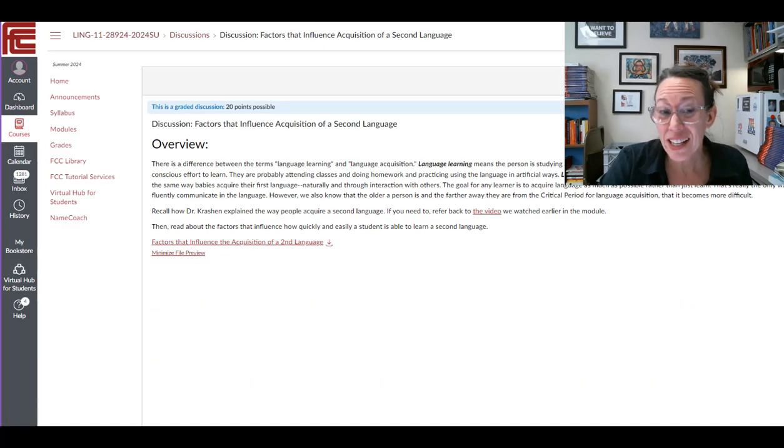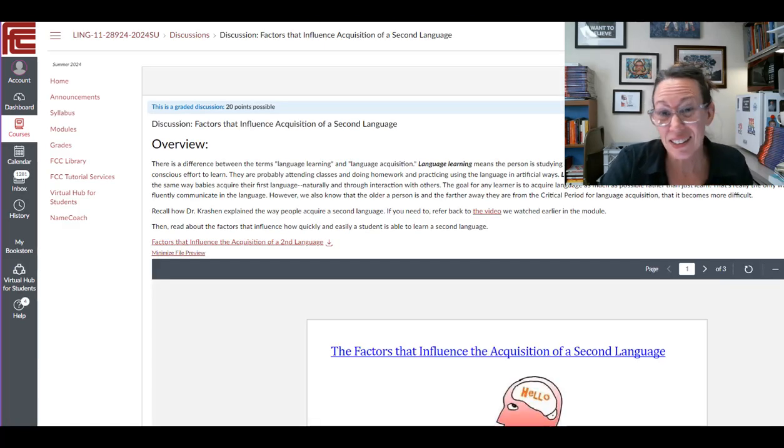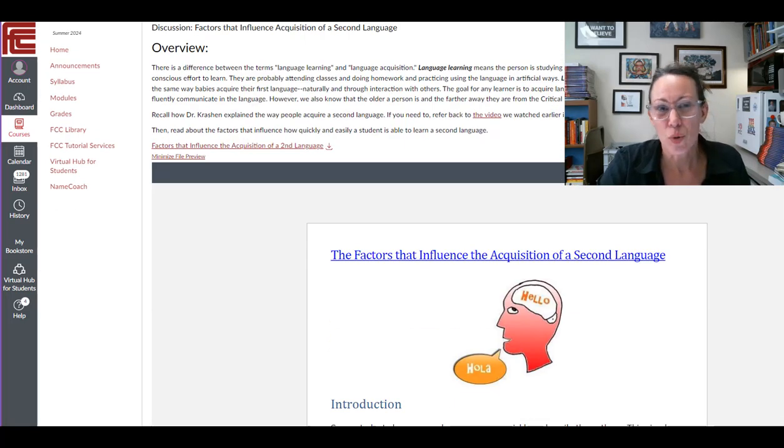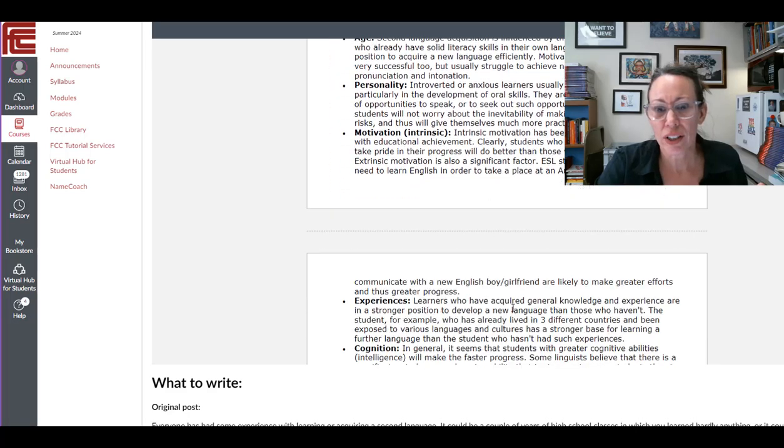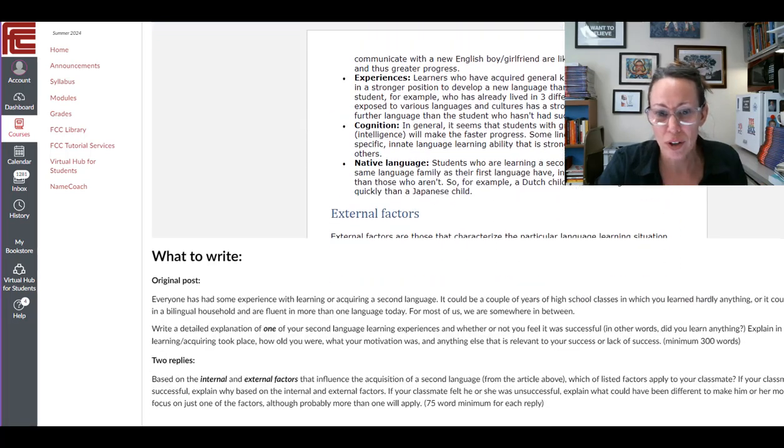Okay, and then that takes us to our last assignment, which is our second discussion for the week. We're talking about language learning, language acquisition, and the different factors of a learner or a learning situation that can influence whether the learner is going to be successful or not successful. So I've got just a short article here about the different factors. You can read through that.